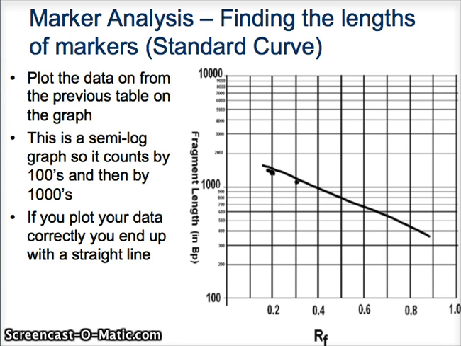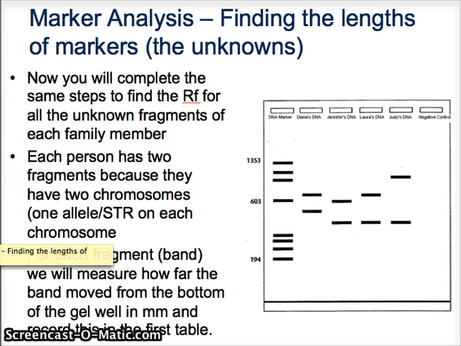We know if something has an RF value of 0.4, it should be about 1,000 base pairs. About 0.6, it should be about 700 base pairs, and so on and so forth. So we're going to use this to determine the unknowns in a second. Before we can determine how big the unknowns are in base pairs, we're going to have to do our measurements, just as we did before, where we measured how far each one of the bands on the marker moved.